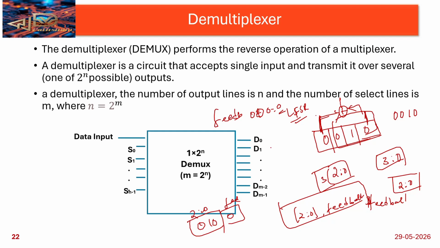Whatever pattern I am giving, 0 1 0 0 0 1 0, what is the output you are getting? 0 1 0 0. A different pattern. Suppose you are feeding another pattern like 1 1 0 1, so 4 bits position. Every time it will produce that.